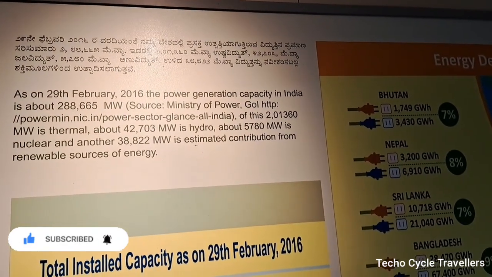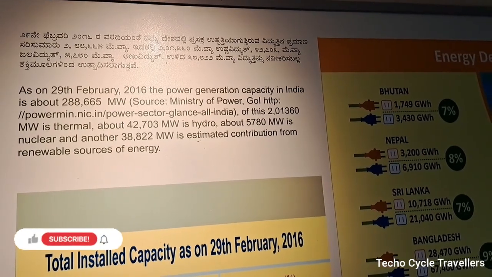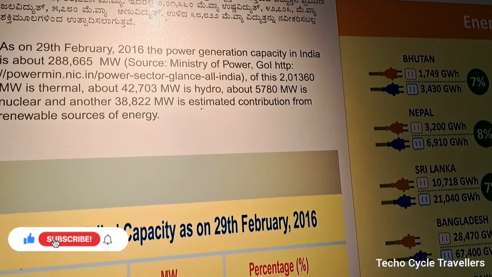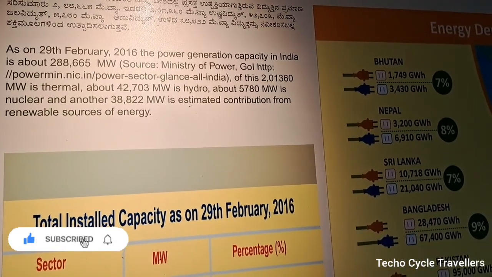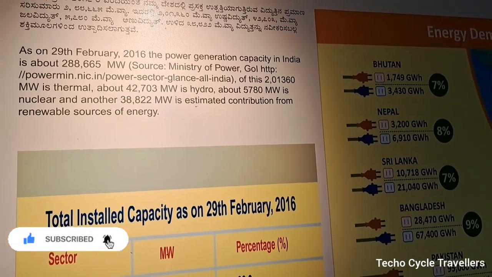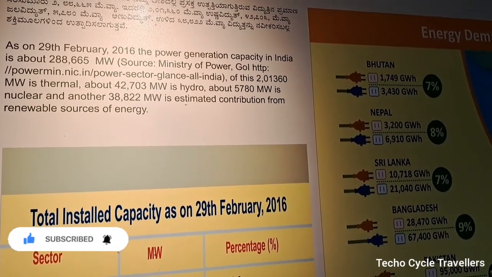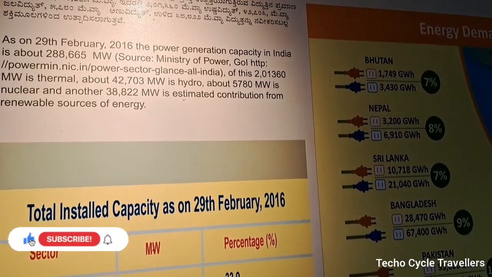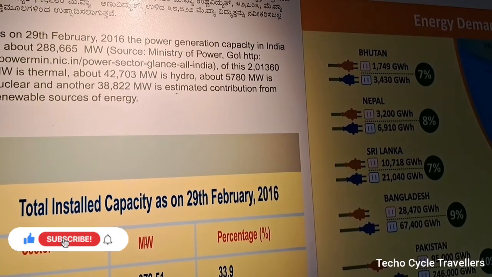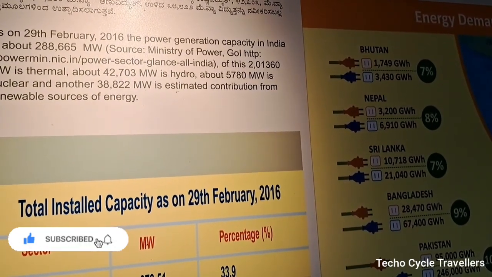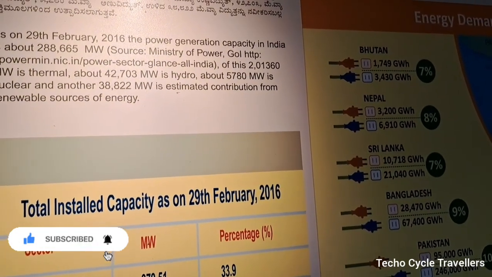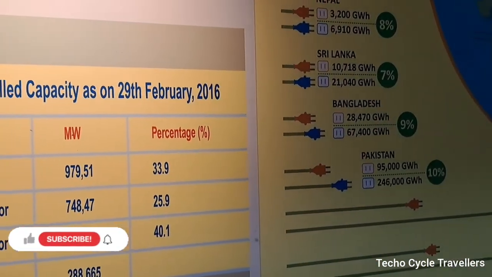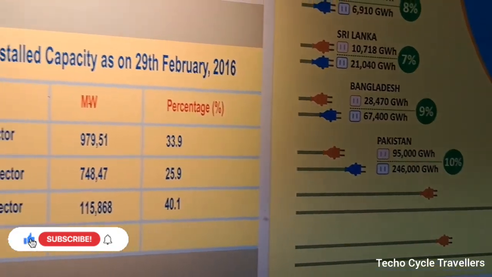Of this 2 lakh, about 1,60,000 megawatts is thermal, about 42,703 megawatts is hydro, and about 5,780 megawatts is nuclear. Another 38,822 megawatts is the estimated contribution from renewable sources of energy. Total installed capacity as on 29 February 2016.